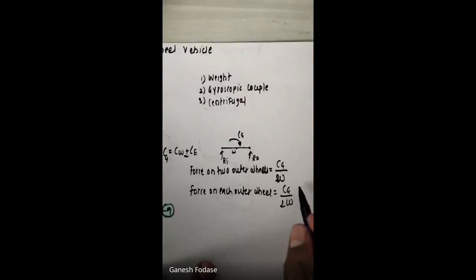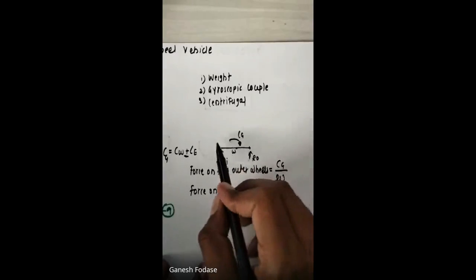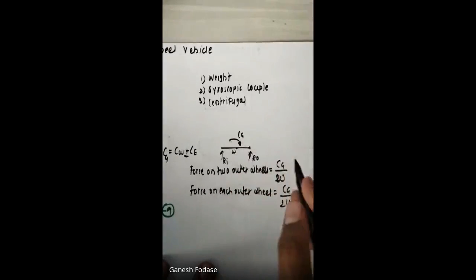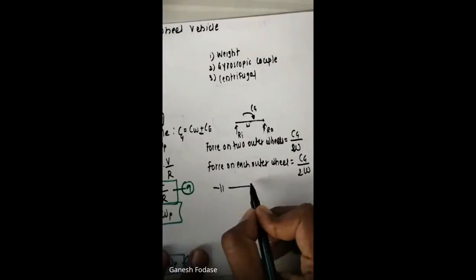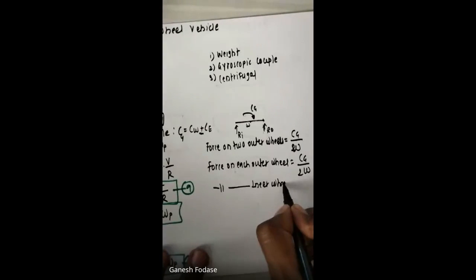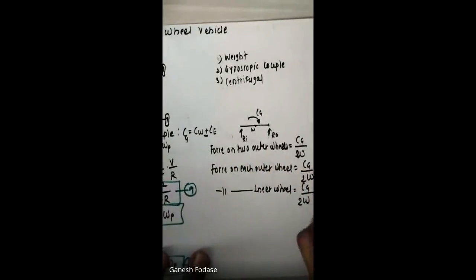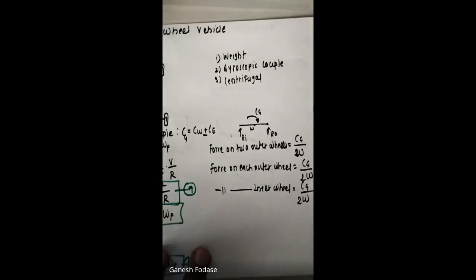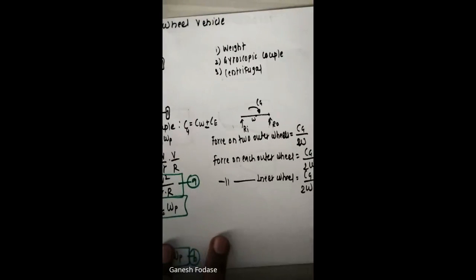And how is this force acting on this wheel? The force is downward, the reaction is upward, because the reactive couple acts like clockwise, and hence it will be downward. So this force is downward, and I can write force on each inner wheel is equal to Cg upon twice W, but on inner wheels it will try to lift those wheels, so it will act in upward direction. And if force is downward, force is upward, then I can write reactions. So reactions on each wheel.